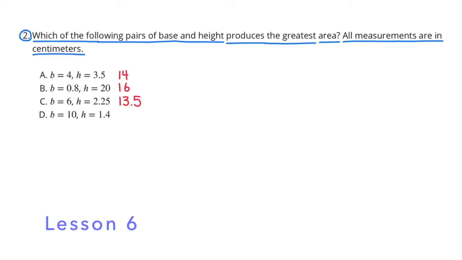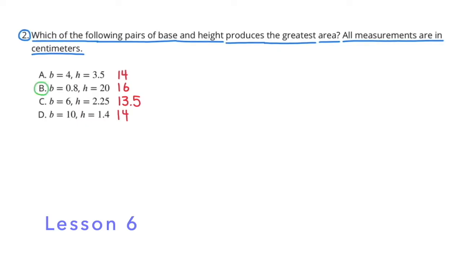Figure C, base times height equals 13 5/10 square centimeters. And figure D, base times height equals 14 square centimeters. Figure B has the greatest area, 16 square centimeters.